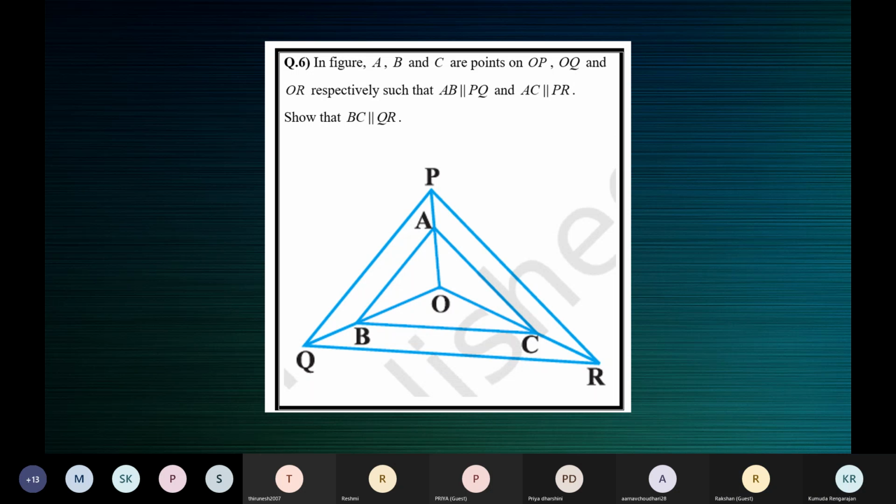All right. So in the figure ABC, what is this? A, B, and C are points on OP, OQ, and OR respectively, such that AB is parallel to PQ, and AC is parallel to PR. Show that BC is parallel to QR.